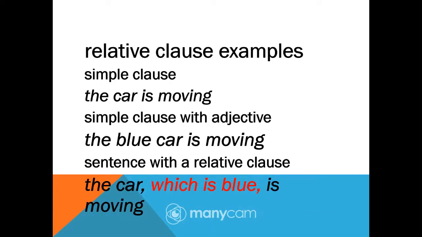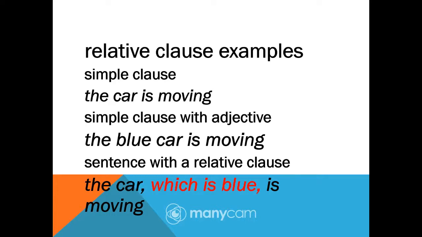Relative clause examples. So I've got three sentences here. The relative clause appears down the bottom. So let's begin at the top with the simple clause, the car is moving. Below that I have a simple clause with an adjective, the blue car is moving. The adjective blue is qualifying the noun car. Below that I have a sentence with a relative clause embedded.